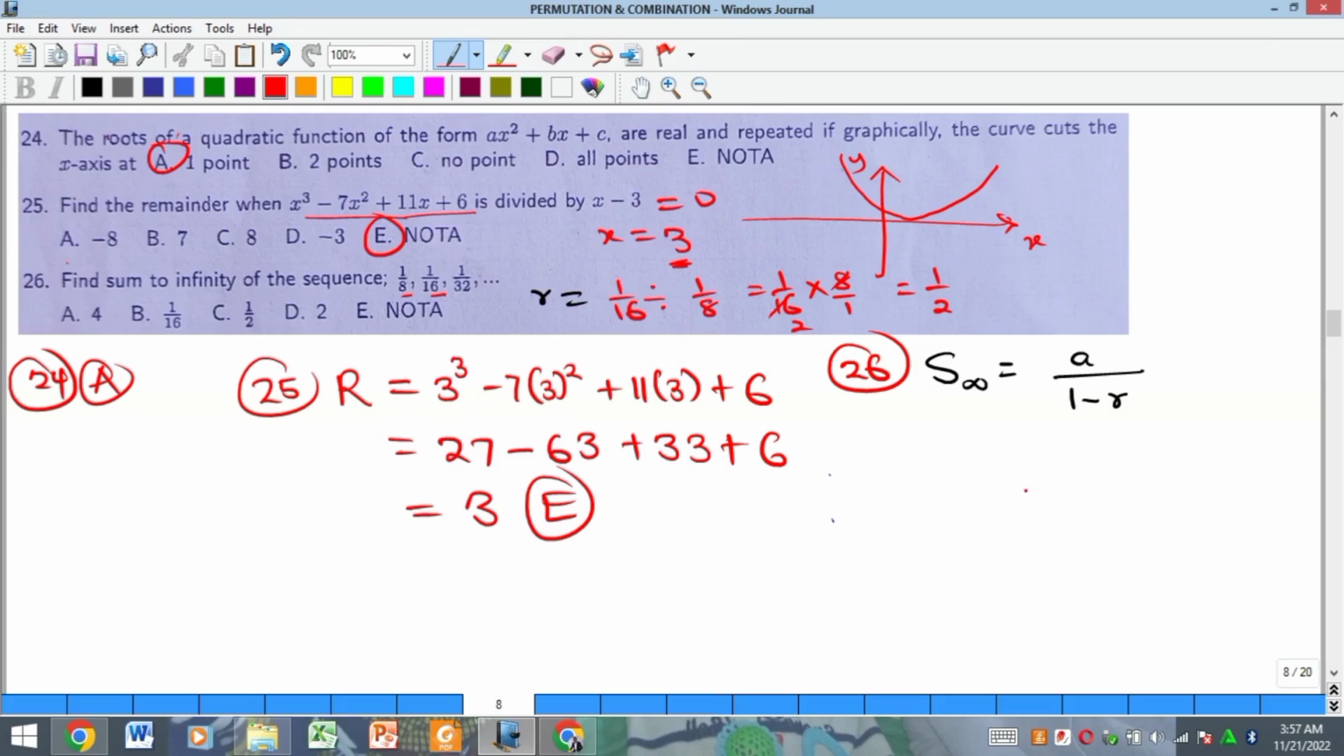Okay, so we put that here. We are going to have a, which is 1 over 8, all over 1 minus 1 over 2. And that is going to give us 1 over 8 divided by 1 over 2. And this is equal to 1 over 8. If you change division to multiplication, you have 2 over 1. And this will give us 1 over 4 as the solution. And here again, we can see that the solution is also not there. And so we also choose none of the above as our solution.